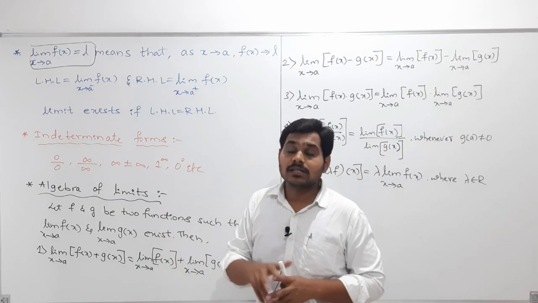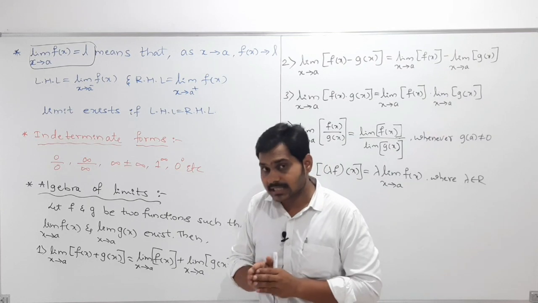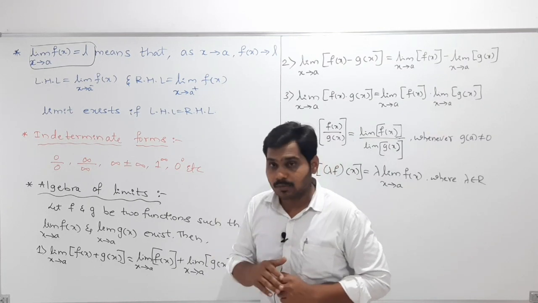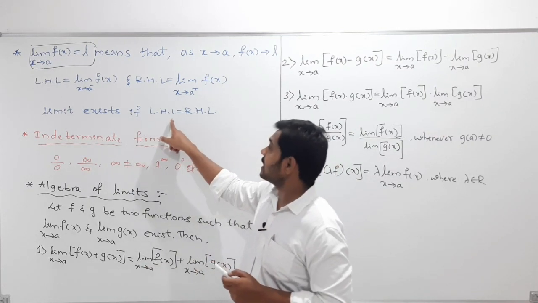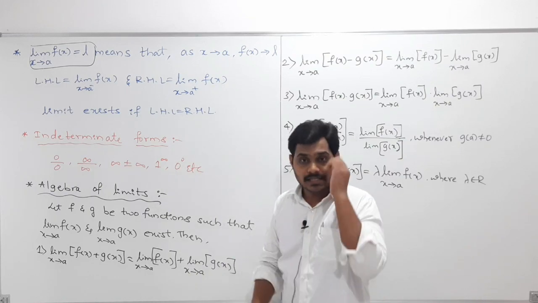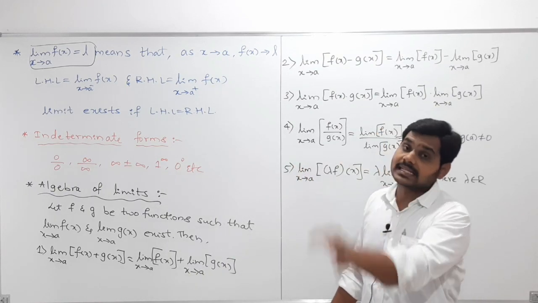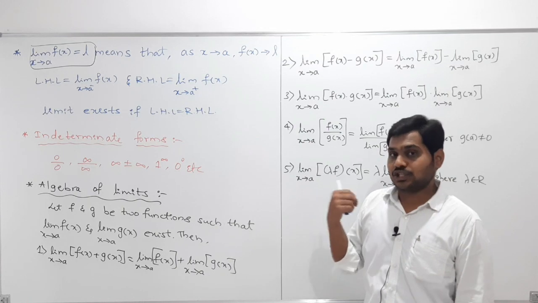And next, my dear students, when can we say that the limit exists? If left hand limit is equal to right hand limit. If LHL is equal to RHL, then we can say that the limit exists.